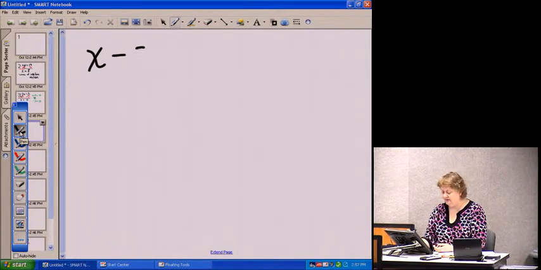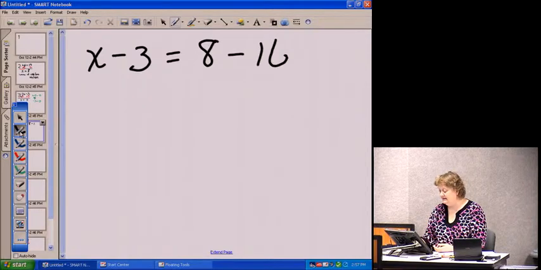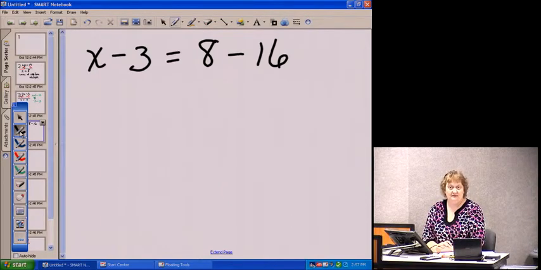X minus 3 equals 8 minus 16. Notice this one involves something that we need to do first, which is to simplify. Now I'm only doing the simple one-step equations here. There will be some in your homework that may be more complicated. But the first step would be to simplify both sides by adding any like terms. Any x's need to be added to other x's. Any variables need to be added to other variables. In this case, the numbers need to be added together.